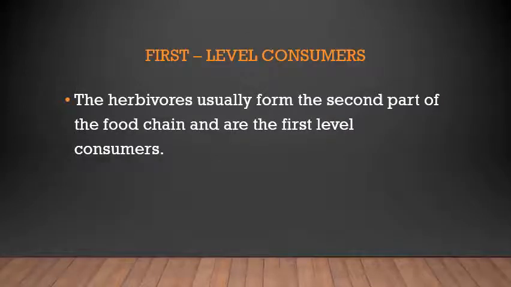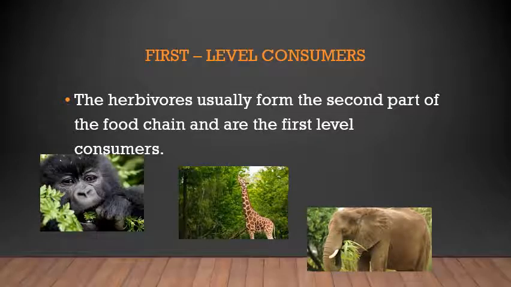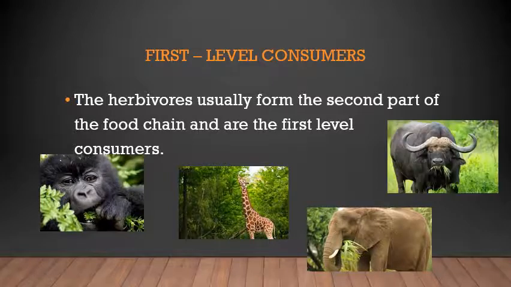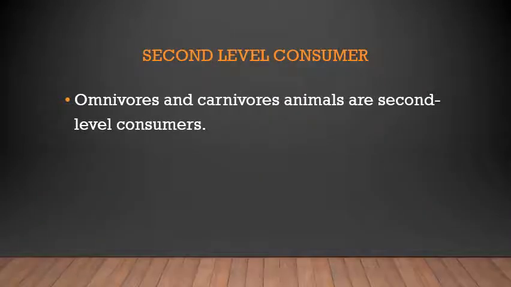Now, first level consumers means the consumers that come first. Consumers are divided into two groups. First, animals that consume only plants are called herbivores. These herbivores usually form the second part of the food chain and are called the first level consumers. Usually, the herbivores are the animals which come under the first level consumers because they eat the plants.